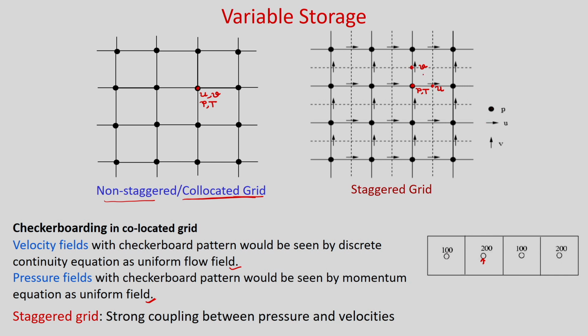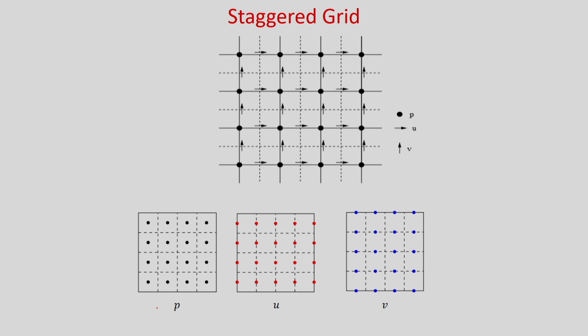So, you can see velocities are solved in a staggered way, that is why it is known as staggered grid. This pressure velocity decoupling is avoided using this staggered grid, and that is why in staggered grid you will get strong coupling between pressure and velocities. Okay. So, you can see in the staggered grid you have pressure at this black dot, velocity u in this red dot, and v velocity you will have in these blue dots.